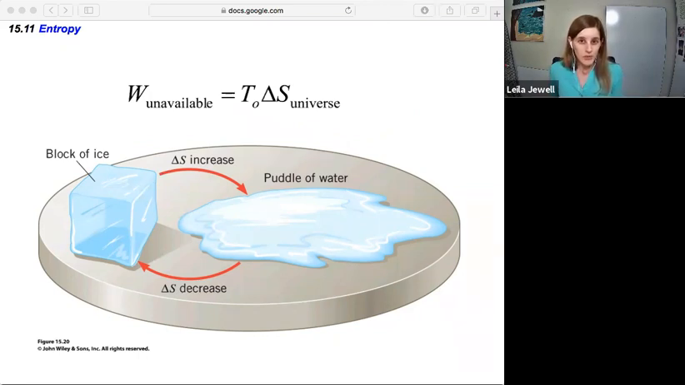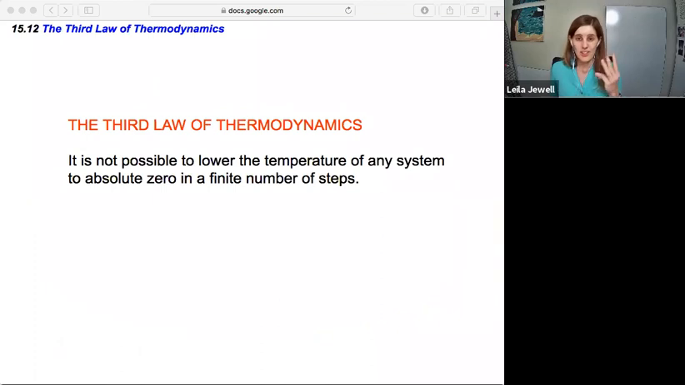And I mentioned there were 4 laws of thermodynamics. We got the 0th, 1st, and the 2nd. So there's one more. Section 15.12, the 3rd law of thermodynamics. The 3rd law of thermodynamics just says it is not possible to lower the temperature of any system to absolute 0 in a finite number of steps. In other words, it would take an infinite number of steps to reach absolute 0.